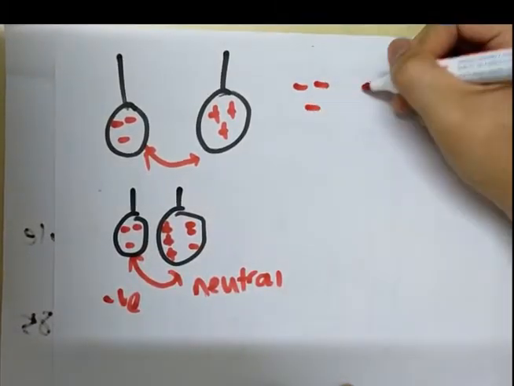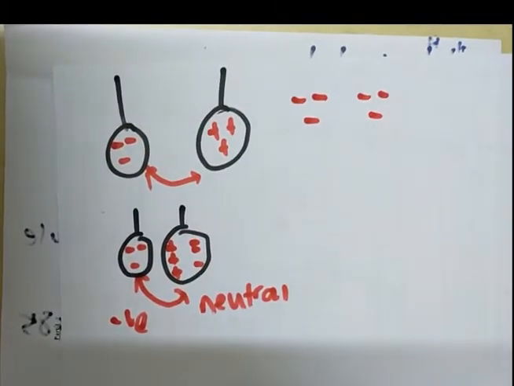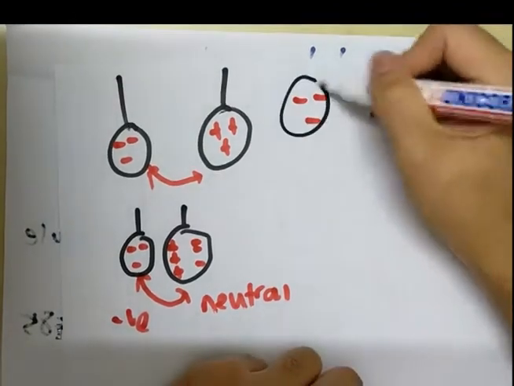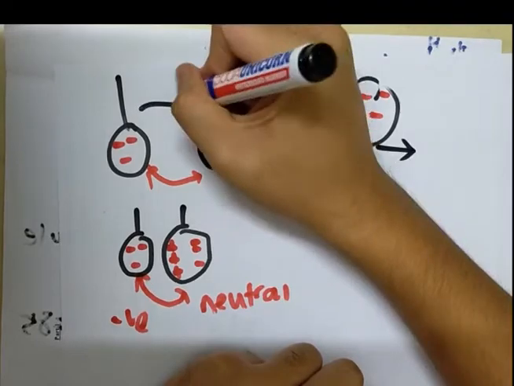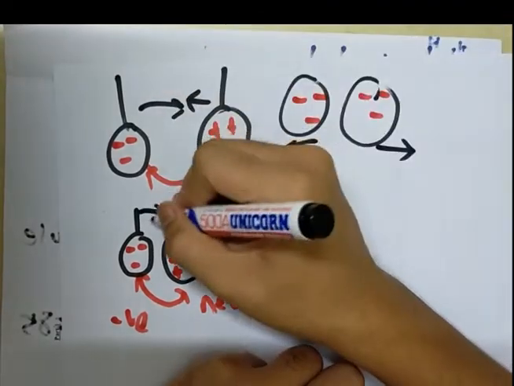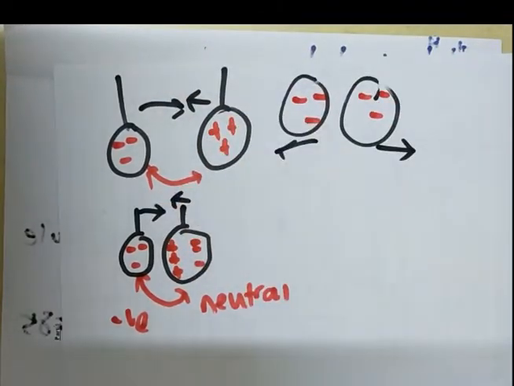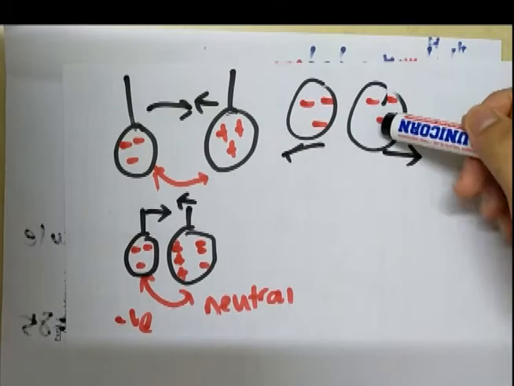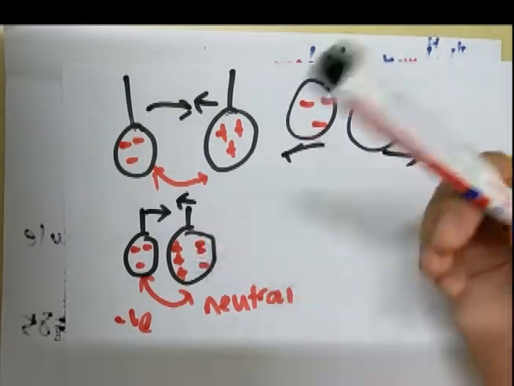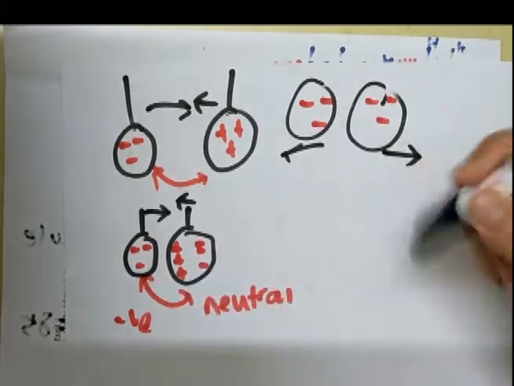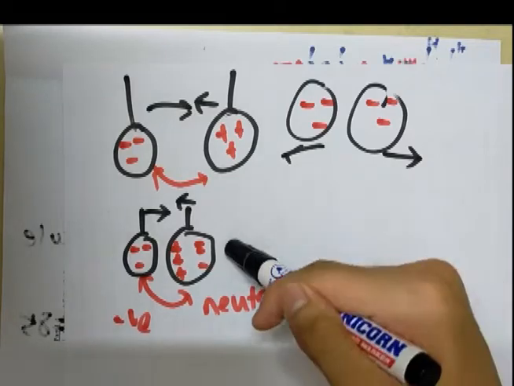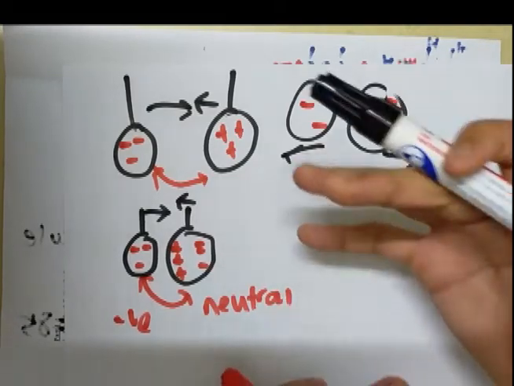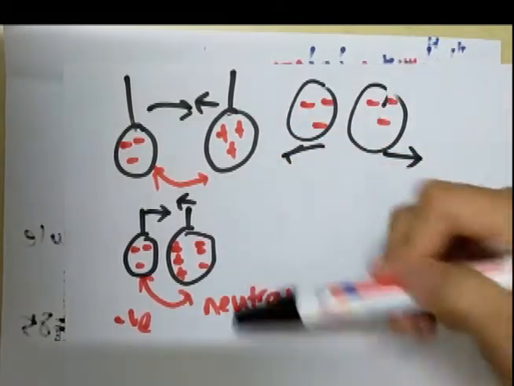If negative and negative, then it will repel from each other. This one will go towards each other. This one will also go towards each other. So you have to remember, unlike charges attract, like charges repel. Then if it is a negative charged ball and a neutral ball, when they are brought close to each other, they will attract also.